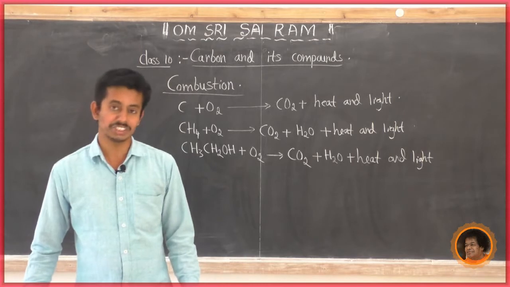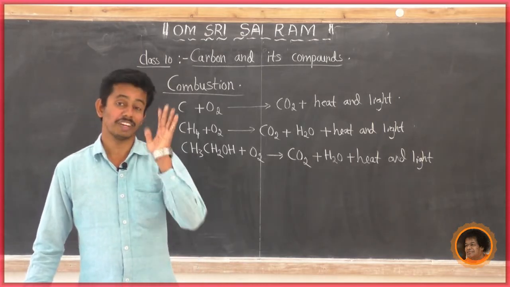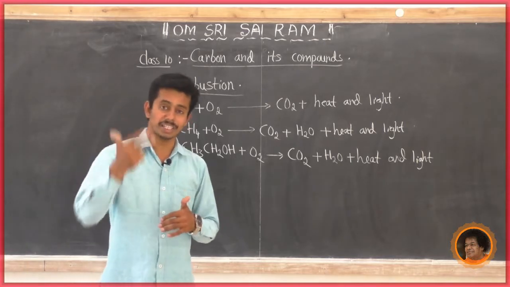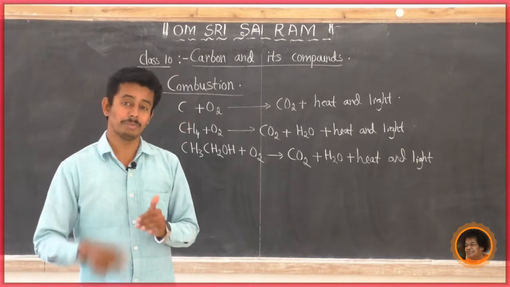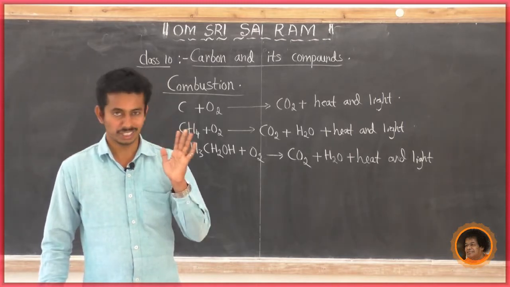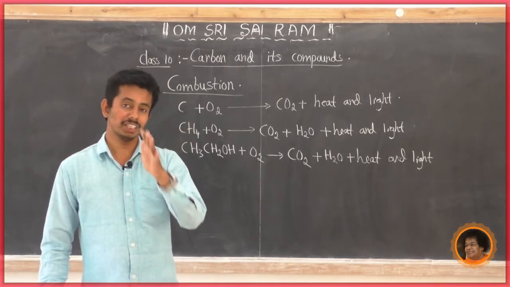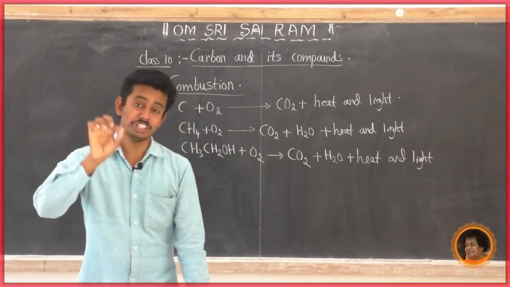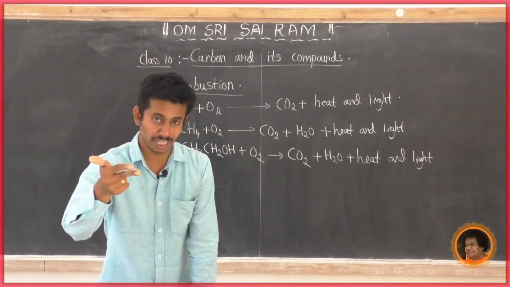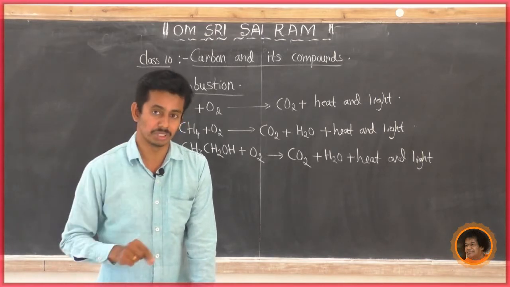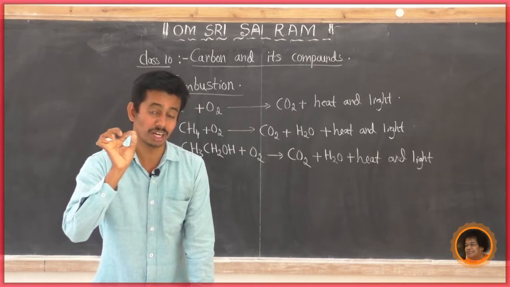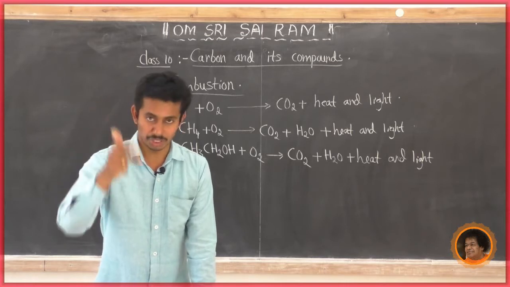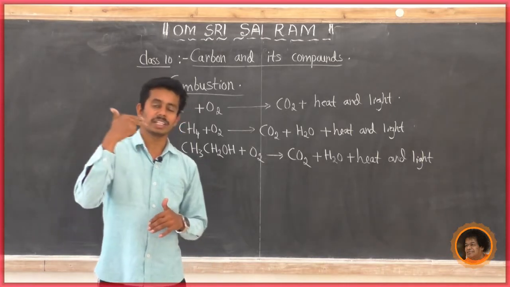Saturated hydrocarbons generally give a clean flame when we combust them. It means they are a good fuel, because they do not produce any carbon monoxide. Complete combustion means sufficient oxygen is supplied to the combustion. So sufficient oxygen is required. If insufficient oxygen is supplied, then an incomplete combustion will take place.